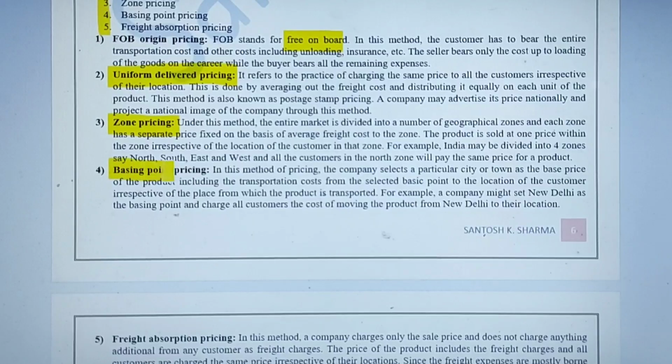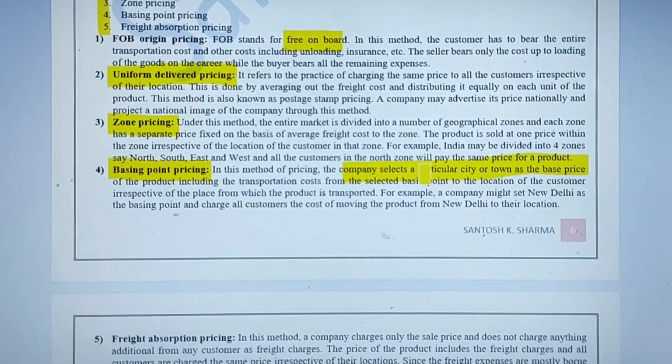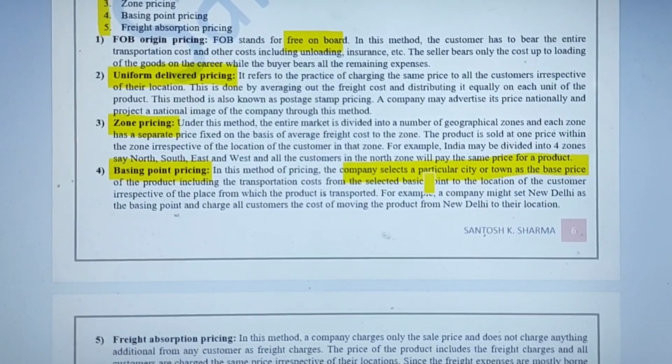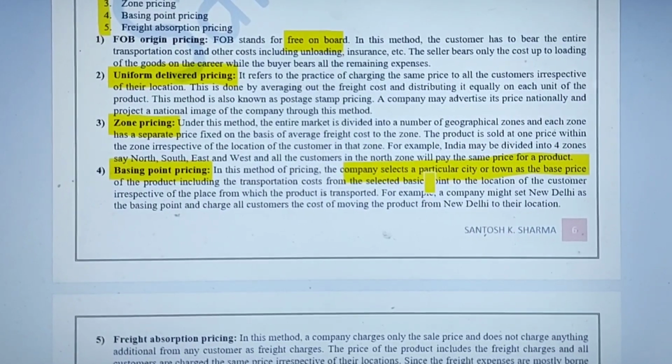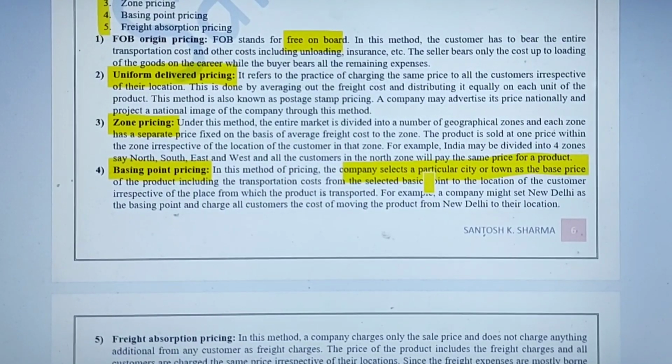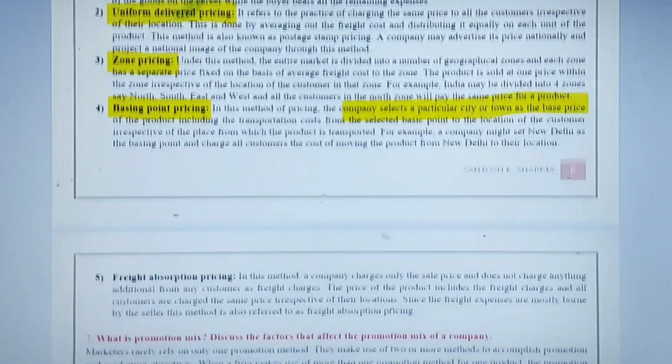Fourthly, basing point pricing. Now in this method of pricing, the company selects a particular city or town as a base price. And the prices in this particular city or town should not fluctuate. They should be constant for a period of time, so that it can be taken as a base, and accordingly it will set the price for the other cities.